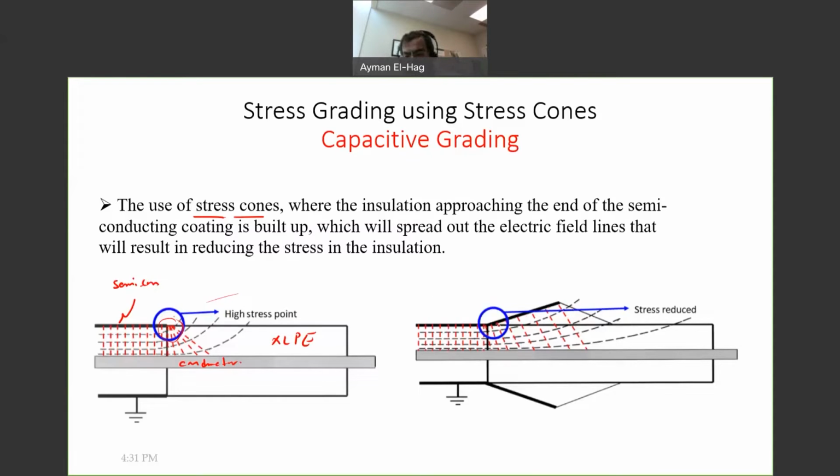So now you see here the electric field lines will follow the electrical insulation. So they are apart from each other. And here you can see that the electrical stress has been reduced by using this type of capacitive grading. And this is by increasing the insulating material. This type of cable termination is used in the distribution level. Now, if you want to use it for transmission, this becomes very, very bulky. The cone becomes huge and it's not practical. So this is only used for distribution level cable termination.